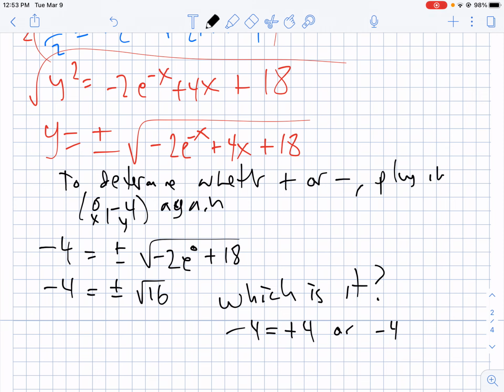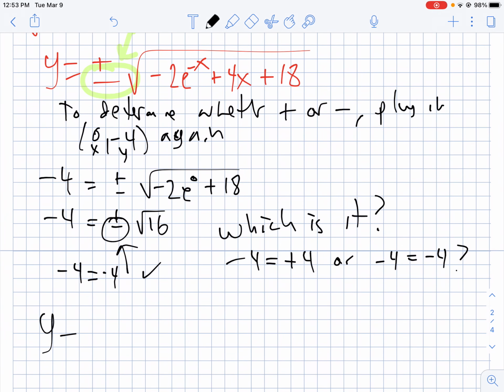Or does negative 4 equal negative 4? Well, you have a brain, so you're going to say it's the negative one right there, right? So what that means is negative 4 equals negative 4, not positive 4, so that's what we want. So that means we want the negative in my equation here.